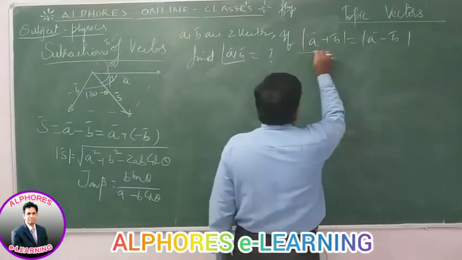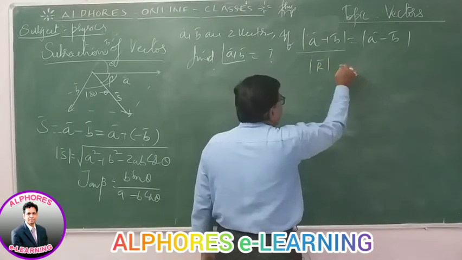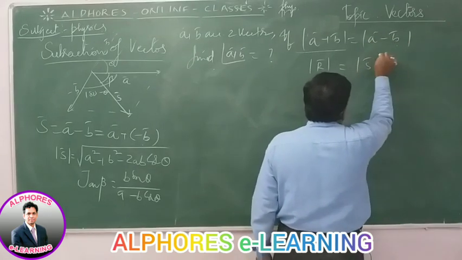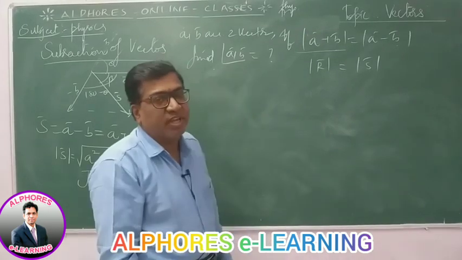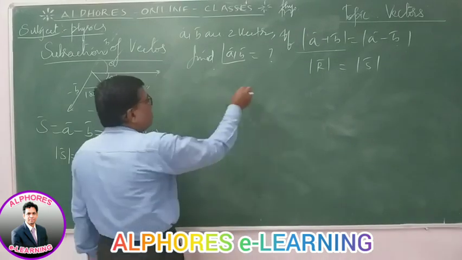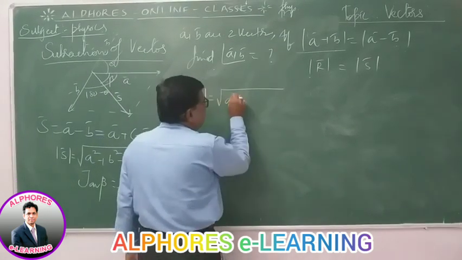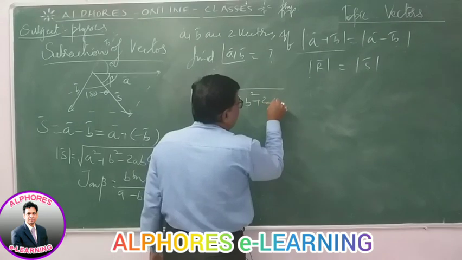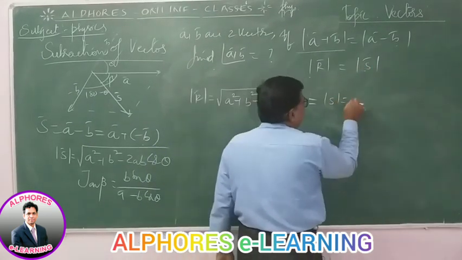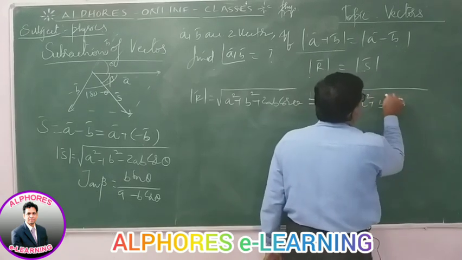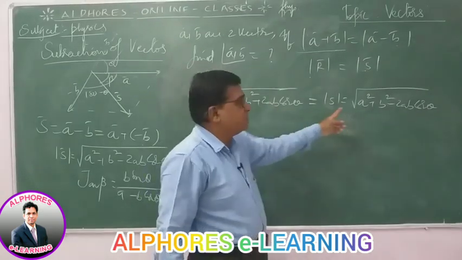You see, the addition resultant, mod A bar plus B bar, this is mod R. Mod A bar minus B bar is mod S. So the magnitude of the addition resultant and subtraction resultant are both equal. Then we know mod R is under root of A square plus B square plus 2AB cos theta, and this is equal to mod S. Mod S we know is root of A square plus B square minus 2AB cos theta. So this and this are both equal.